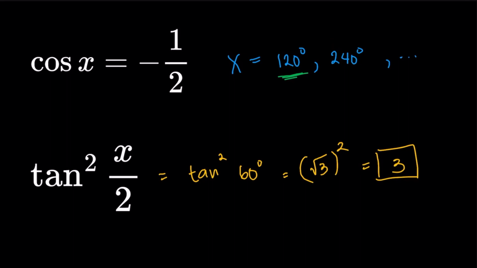Otherwise, we might have to resort to some right triangle stuff. But in our case, we got pretty lucky because x is a special angle. Now, that's for the first method.